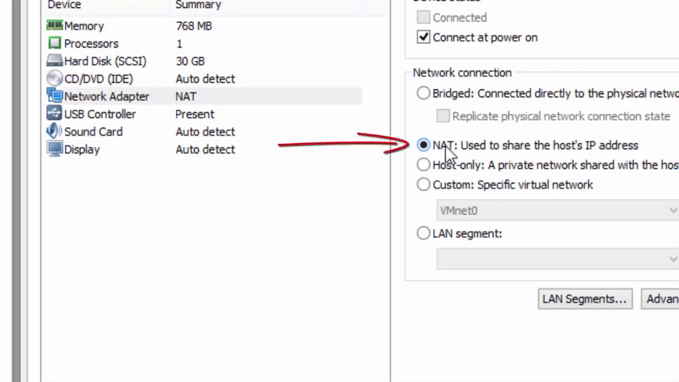NAT is a network address translation protocol. So this basically is putting your box behind a gateway, so that it can reach internet but cannot be reached directly. In this case, it is going to be connecting through the host network, through our Windows operating system. It's going to be using our Windows host as the gateway to reach internet.